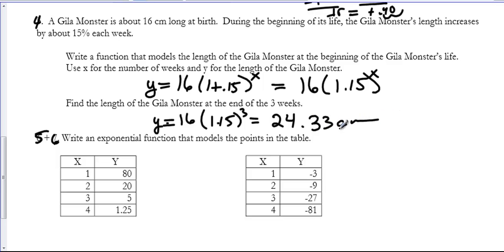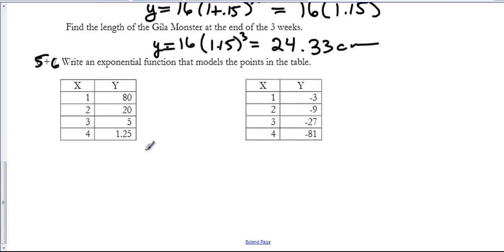The last two problems deal with writing exponential functions from a table. First thing we're going to look at is, are we growing or decaying? As we look at our y values, as our x value increases, you'll notice our y value is decreasing. So that would be decaying. And so what we need to do is figure out how this is happening. From here to here, it looks to me like I'm dividing by 4. Again, dividing by 4, and once again, dividing by 4.